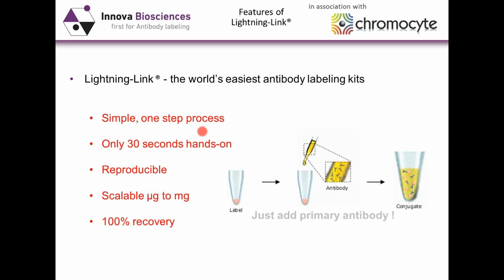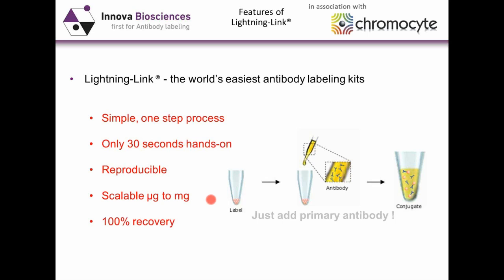What I'd like to talk about now are the Innova Biosciences Lightning-Link kits, which are the world's easiest to use antibody labeling kits, which actually overcome all of those issues associated with traditional conjugation techniques. Lightning-Link provides you with a very simple one-step process, which actually only needs 30 seconds of hands-on time in the laboratory. The simplicity itself makes this technique extremely reproducible, and it's very easy to scale it from micrograms to milligrams.